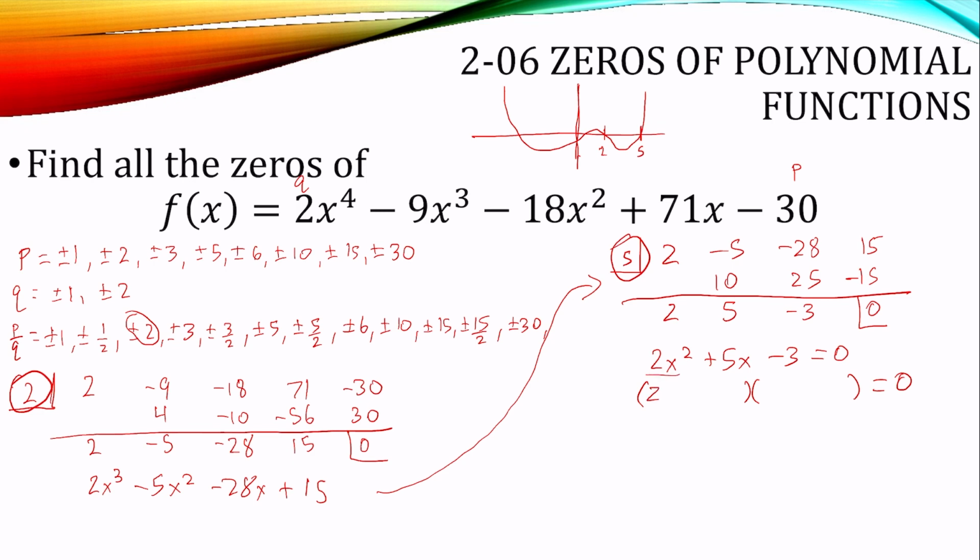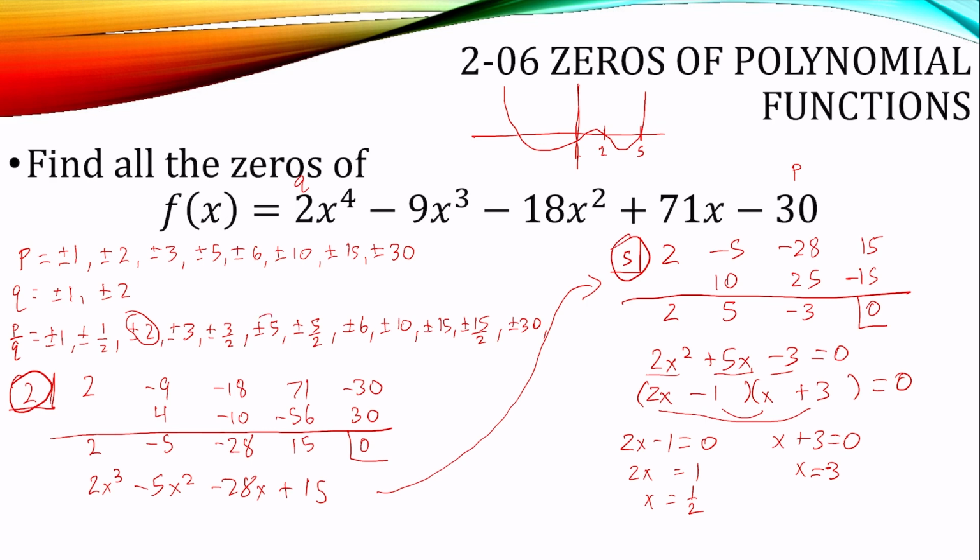To get 2x squared is 2x and x. To get negative 3 would be negative 1 plus 3. We check, that is 6x plus a negative 1x is 5x. That's our middle, so it works. So then we take each factor equal to 0. We get x is 1/2 and x is negative 3.